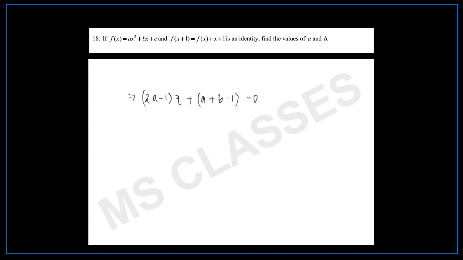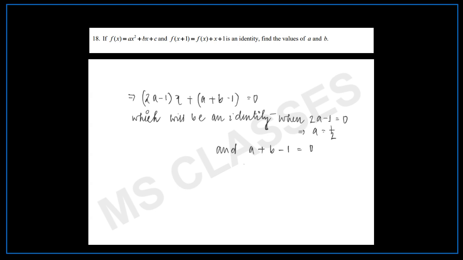Which will be an identity when 2a minus 1 equal to 0, which implies a equal to half, and a plus b minus 1 equal to 0. Now this implies b equal to 1 minus a.